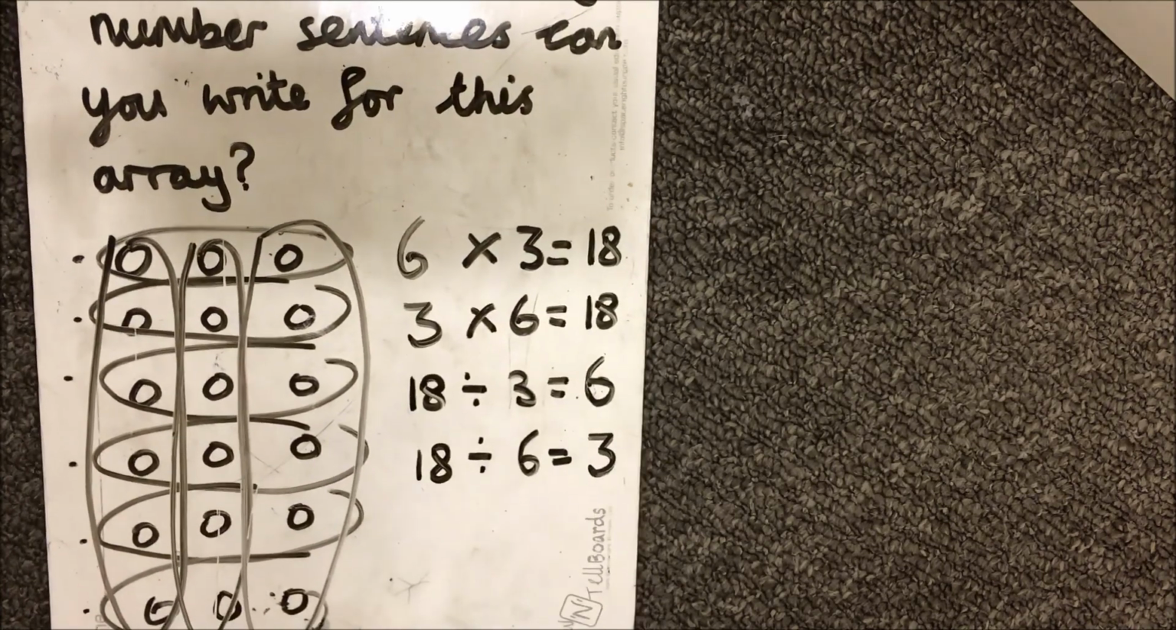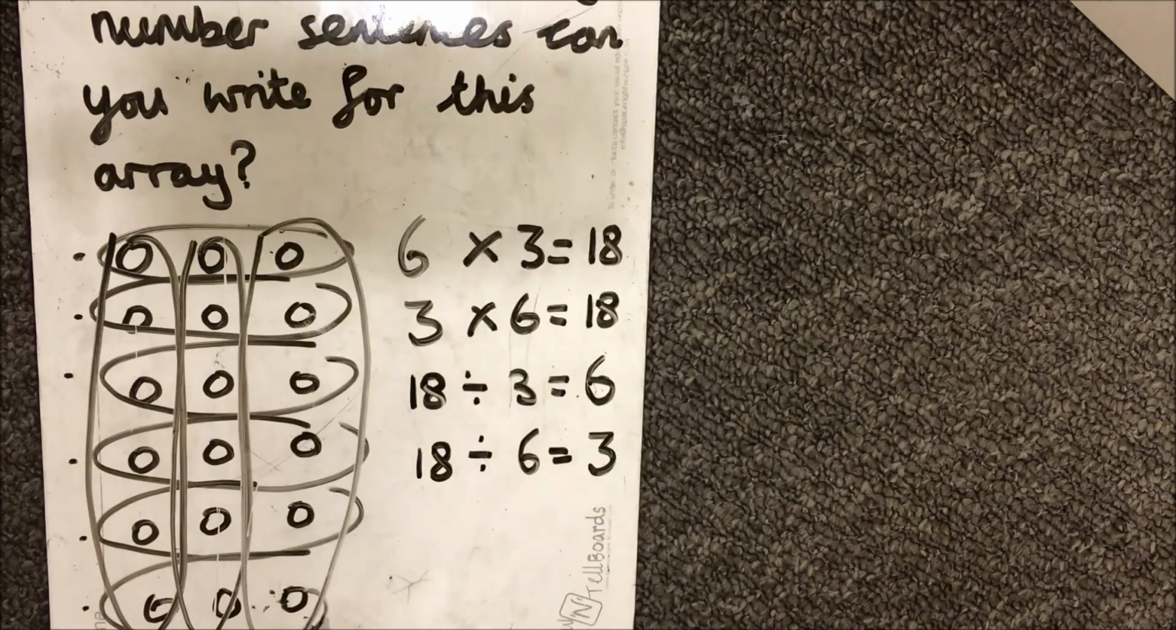I'm going to give you one as a challenge today. I'm going to give you an array and I would like you to write the 4 number sentences that go with it to make the fact family. They're a family because they all use the same numbers to make different number sentences. They're all related. Today it was a tricky lesson and we've covered lots. I'm really proud of you.